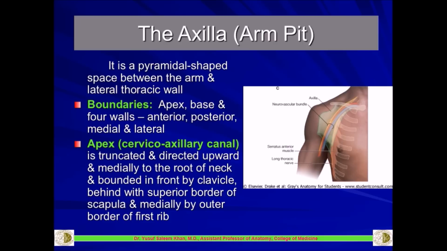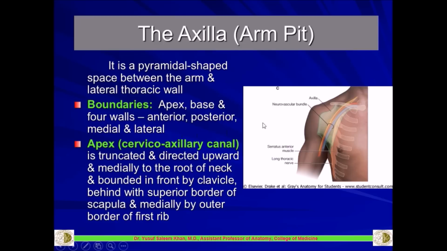It looks like a pyramid. As I said before, it is pyramidal in shape. When it is a pyramid, it will have an apex, a base, and walls. The apex is directed toward the root of the neck, and the base is here, which is covered by a thin layer of skin, superficial fascia, and the deep fascia. So here is the apex, and here is the base, and the four walls: the anterior wall, the posterior wall, the medial wall, as well as the lateral wall. We'll discuss these one by one.